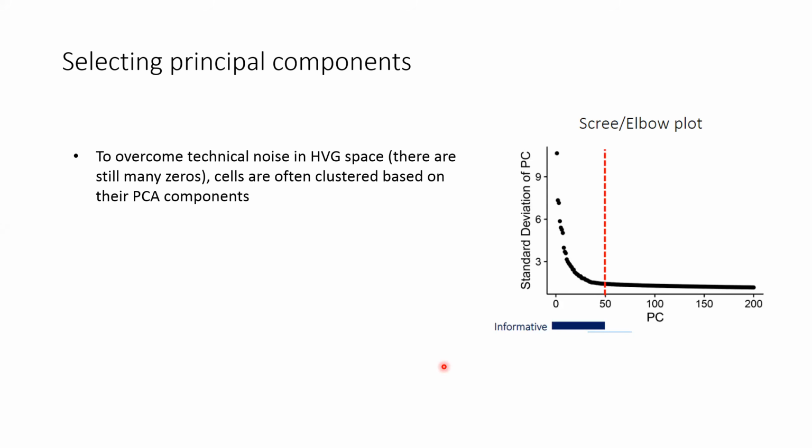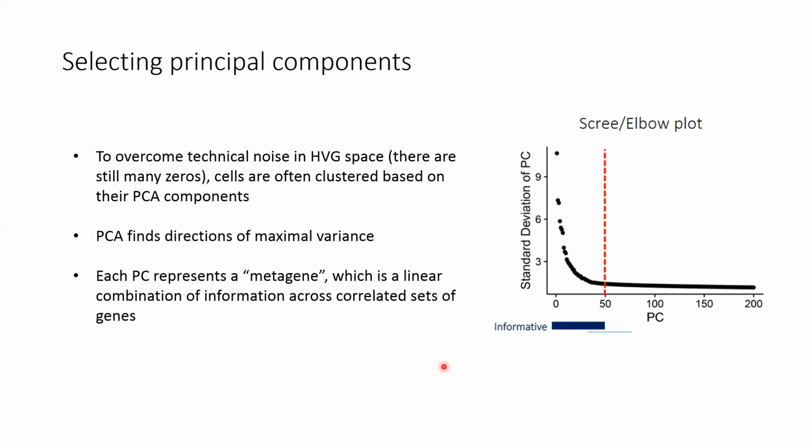This is thought to be because there are still so many zeros in the HVG space, which can potentially cause issues in finding groups of similar cells. So PCA is used to reduce the dimensionality of the data so that each cell is plotted in axes that represent directions of maximal variance. And these directions of variance are determined by principal components, which represent a kind of metagene, which is a linear combination of information across correlated sets of genes.